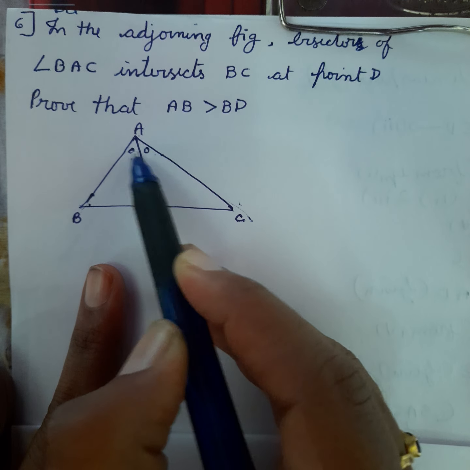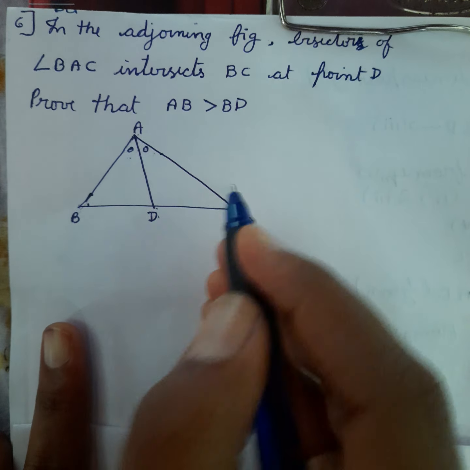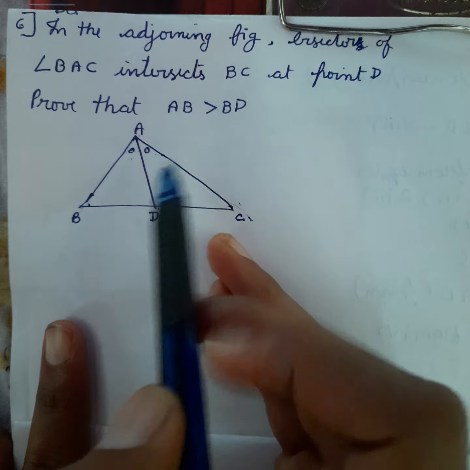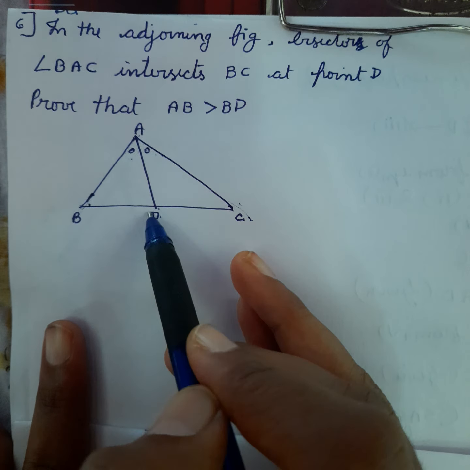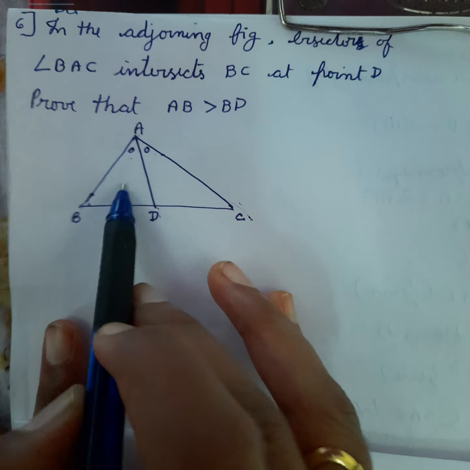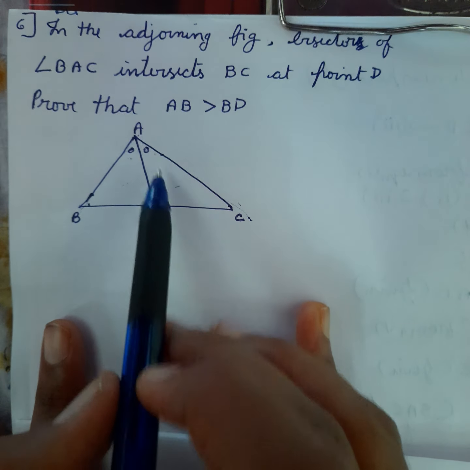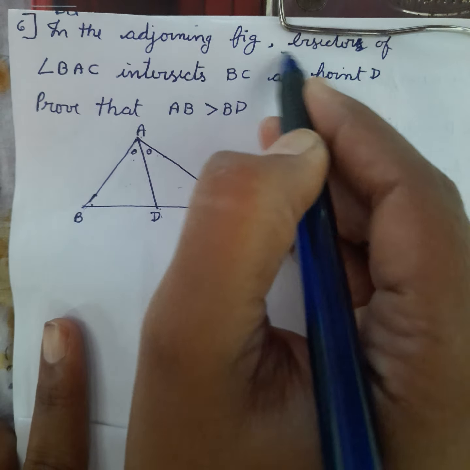So these two measures are same. That's why these two symbols are given here. And next, here it is asked to prove AB is greater than BD. The length of AB is greater than BD. So in this figure we can see two triangles. Before that, we will start from the bisector.